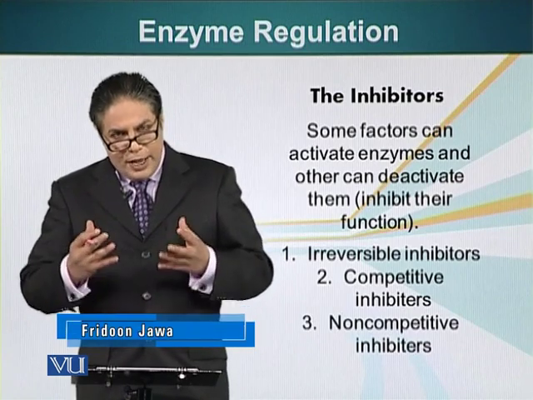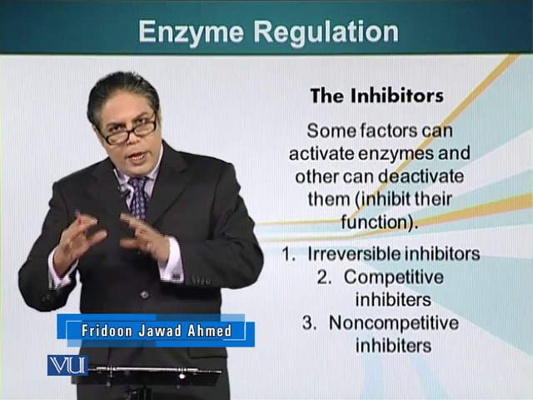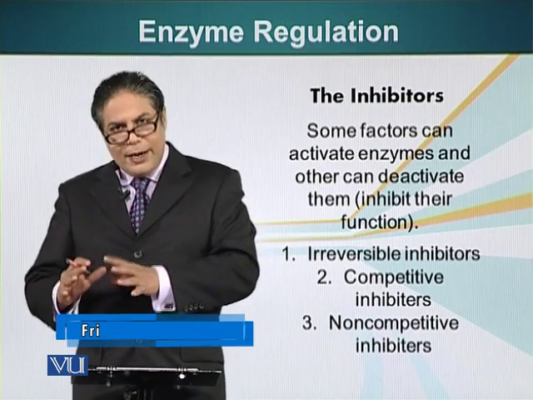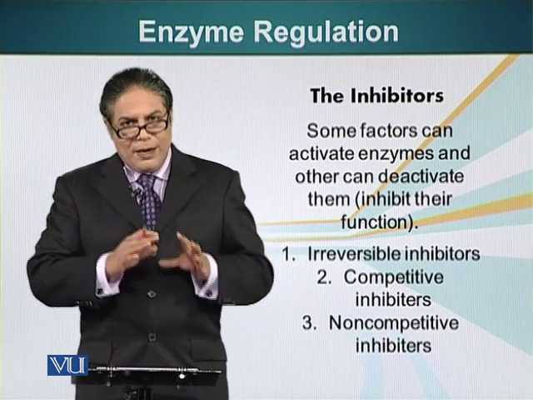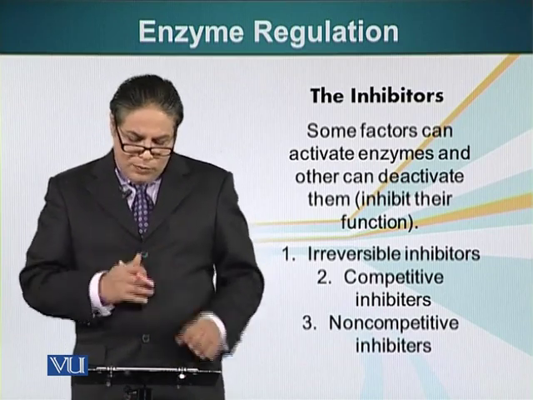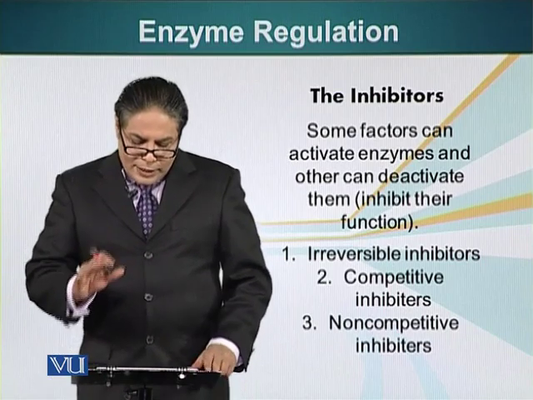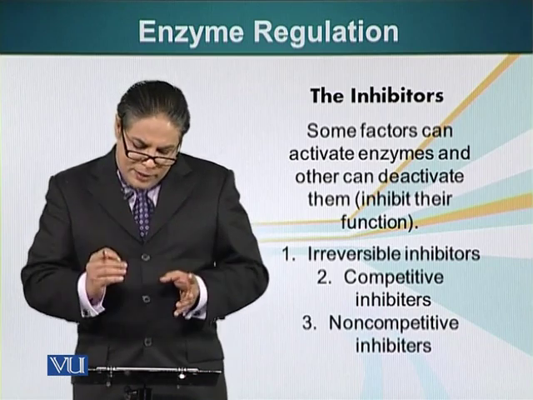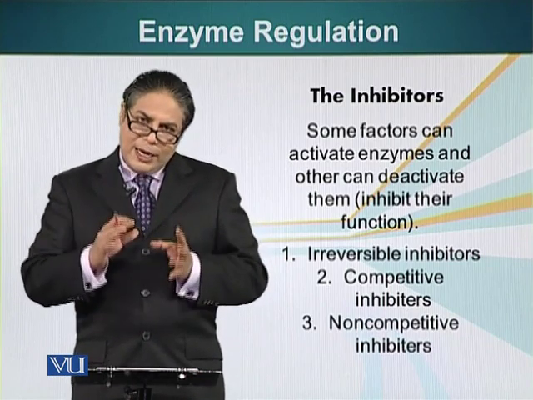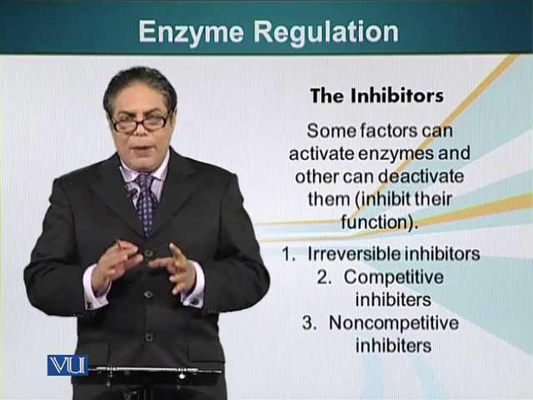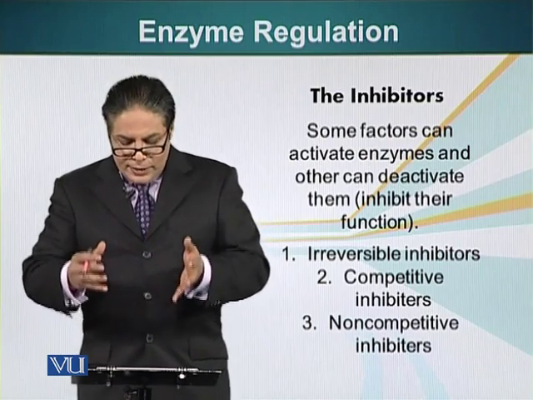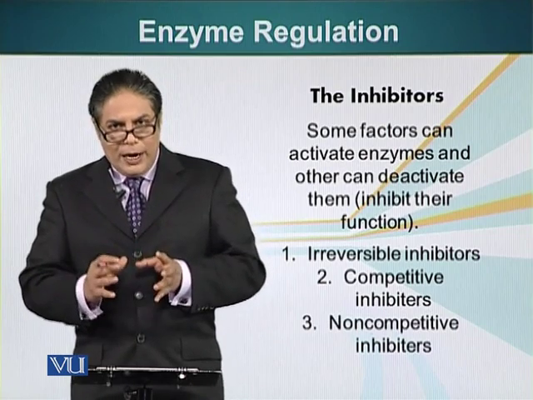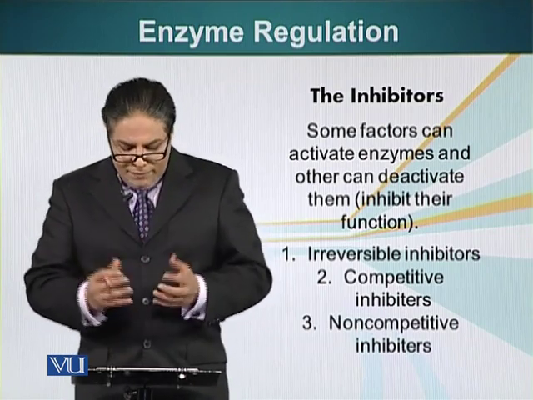However, there are strategies that we have adapted so that we can regulate our enzymes. We can have them activated when we need them, and deactivate them when they are not needed. Let's look at some of those strategies. For enzymes, we have three different strategies. There are irreversible inhibitors that chemically modify an enzyme, thereby inactivating it. There are competitive inhibitors that bind an enzyme temporarily, inhibiting its function.